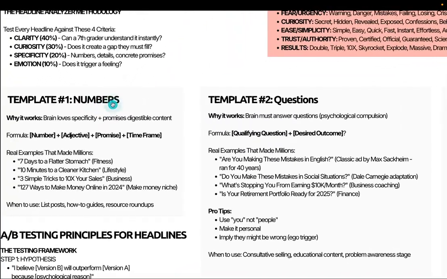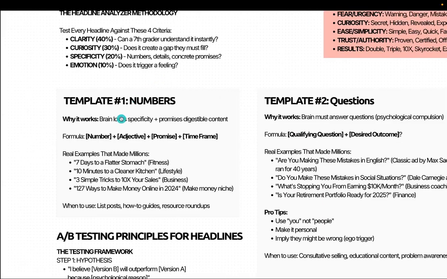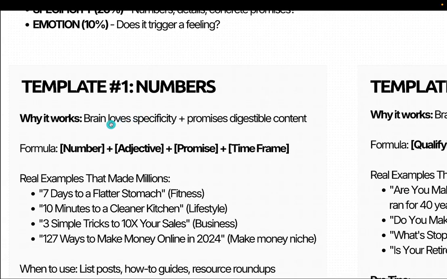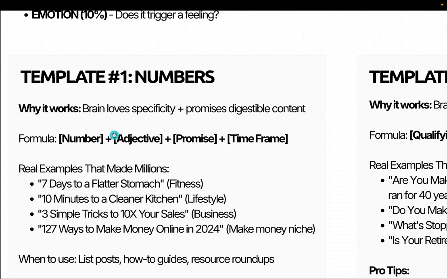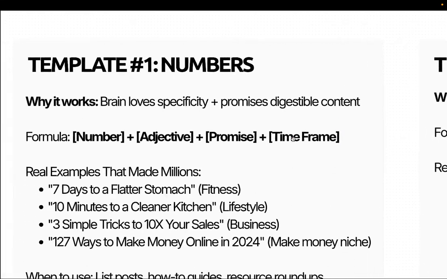The first one is numbers. So why does this work? The brain loves specificity plus promises, digestible content. You get it? Good. So this is the formula you can use: the number plus an adjective plus the promise plus the time frame. You get it? So you have to know this formula.